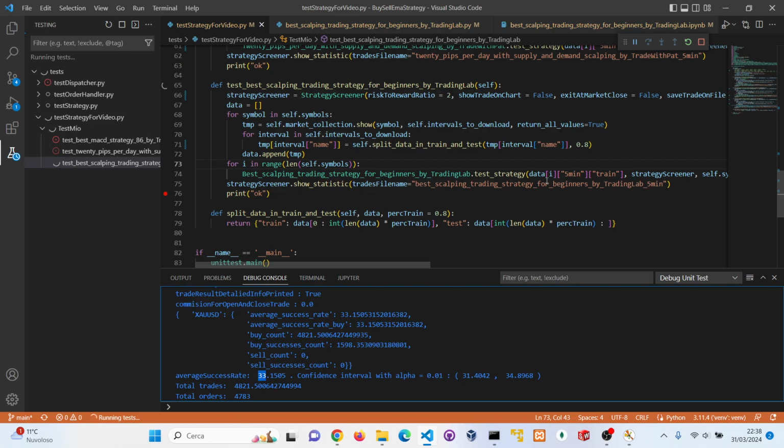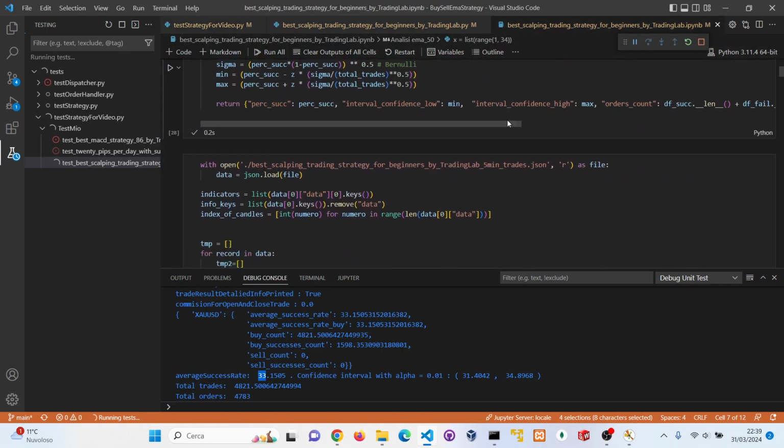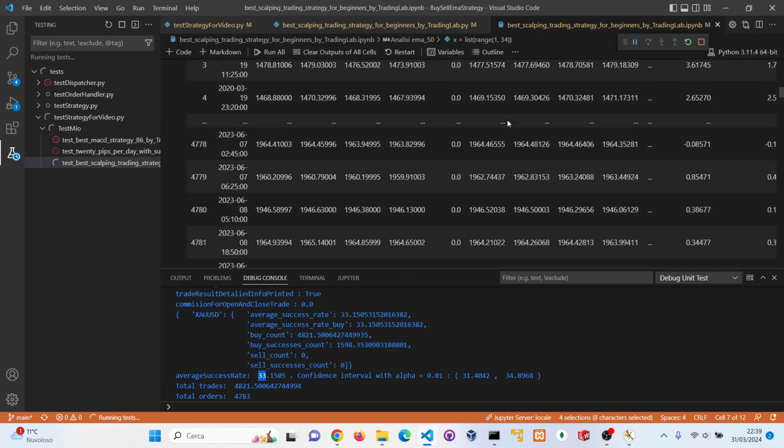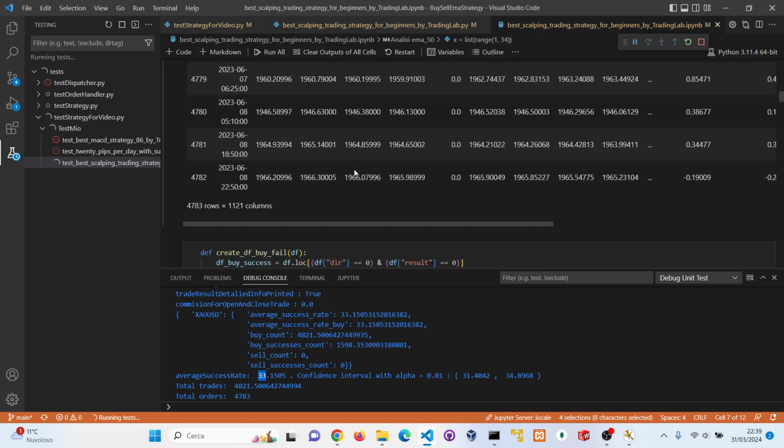But let's try to improve this strategy. So I have already downloaded all the trades in my software, and let's try with some statistic techniques to improve the strategy. Also, the strategy with just the basic conditions doesn't work, so it doesn't make sense to improve a strategy that doesn't work. But let's try anyway.